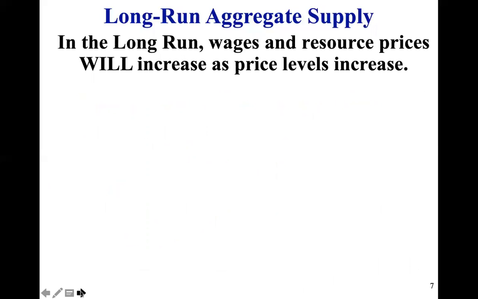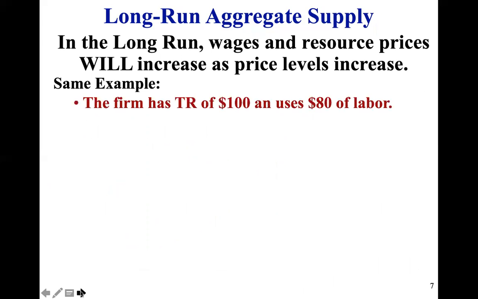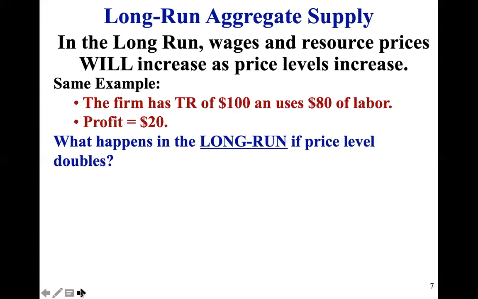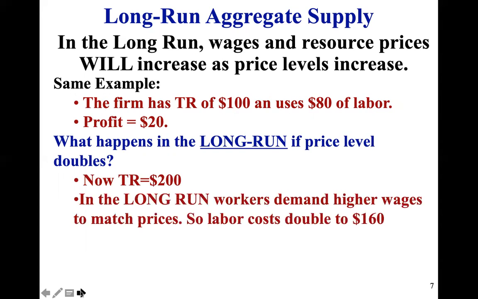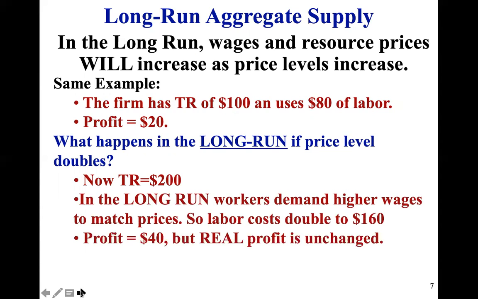On the other hand, in the long run, so say over many, many years, wages and resource prices are going to increase as price level increases as well. So let's take that same firm and see what would happen to them in the long run. The firm has a total revenue of 100 bucks and uses $80 of labor, their profit's going to be 20. In the long run, what's going to happen if the price level doubles? Well, total revenue is going to increase to $200. However, in the long run, workers are going to demand higher wages to match those price increases. So your labor cost is going to double to 160.